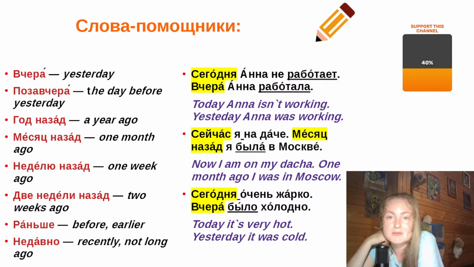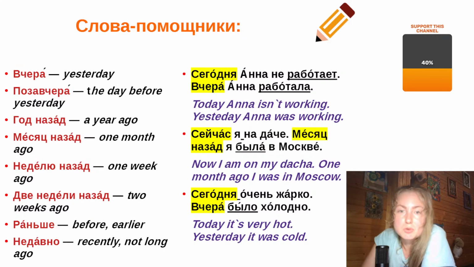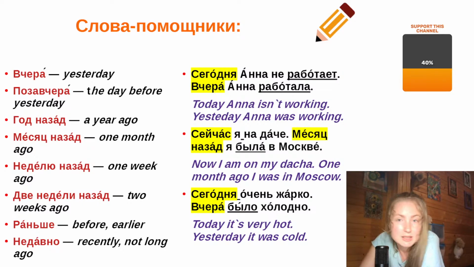I read: Сегодня Анна не работает. Today Anna isn't working. Вчера Анна работала. So you see, сегодня Анна не работает. Вчера Анна работала. So сегодня is the word indicator that shows us that we have a present tense. Вчера is the word that shows us that we have a past tense. That's why we have two different forms of the verb работать: работает и работала.